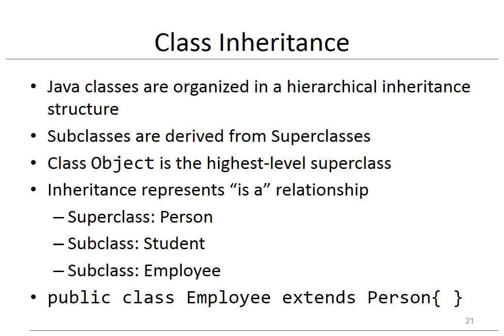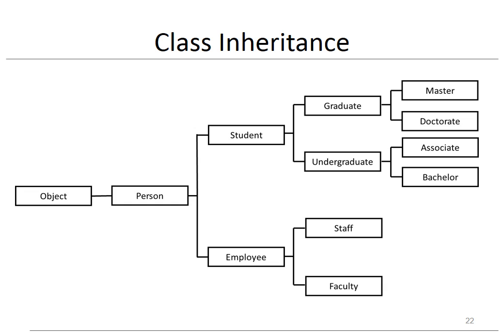To indicate that a class is a subclass of another class, we use the extends keyword in the class declaration, as you can see here: public class Employee extends Person. Here you can see the inheritance relationship visualized. Let's ask some questions to see whether you get this.